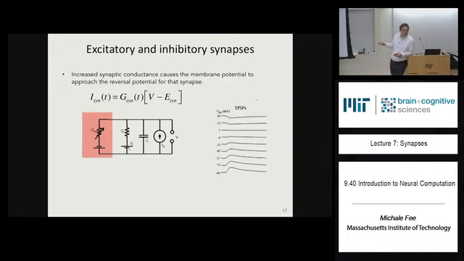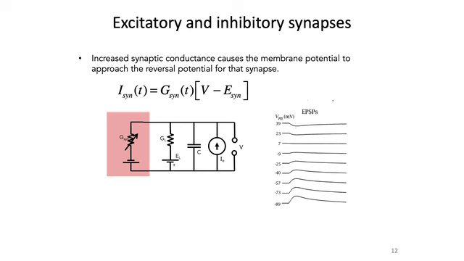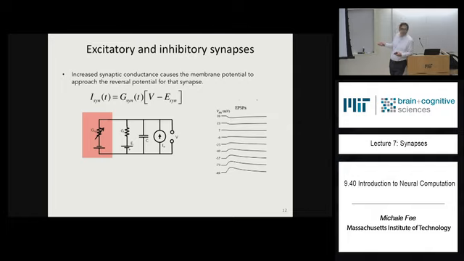So the idea is really simple. When you have a synapse, the synapse has a reversal potential. When you activate the synapse, the cell is dragged toward the reversal potential. Here, the reversal potential was 0. So when I activate the synapse, the voltage goes toward the reversal potential.